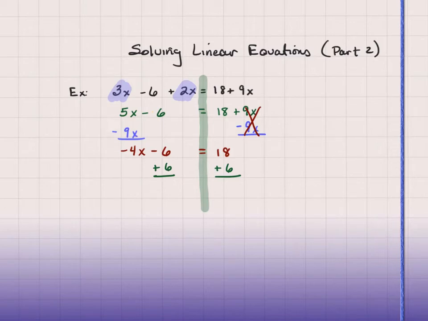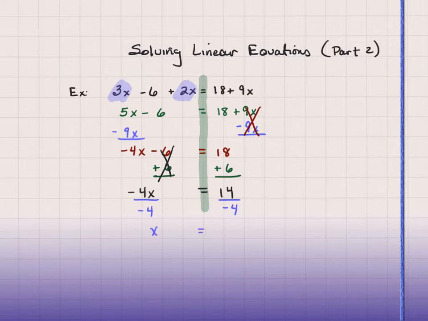And you just do the math here, negative 4x, nothing's being done to it. These cancel out. 18 plus 6 is 24. And then our final step, all we have to do is undo any multiplication or division to get x alone. Here it is negative 4 times x. So I do the opposite of multiplication. I use divide by negative 4. And negative 4 divided by negative 4 is just 1x, or just x.